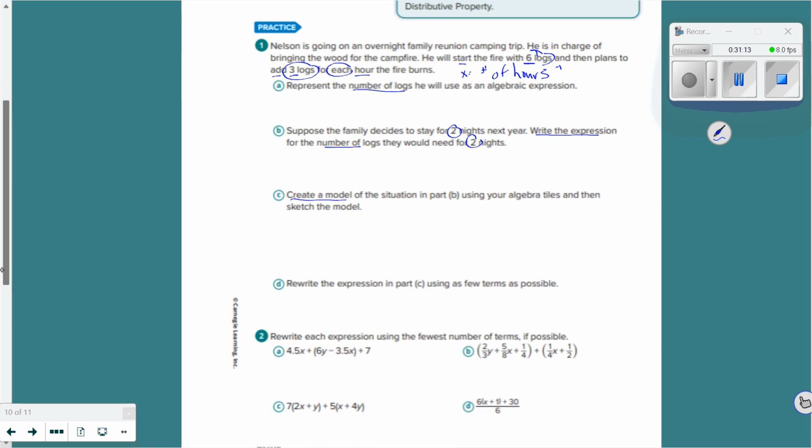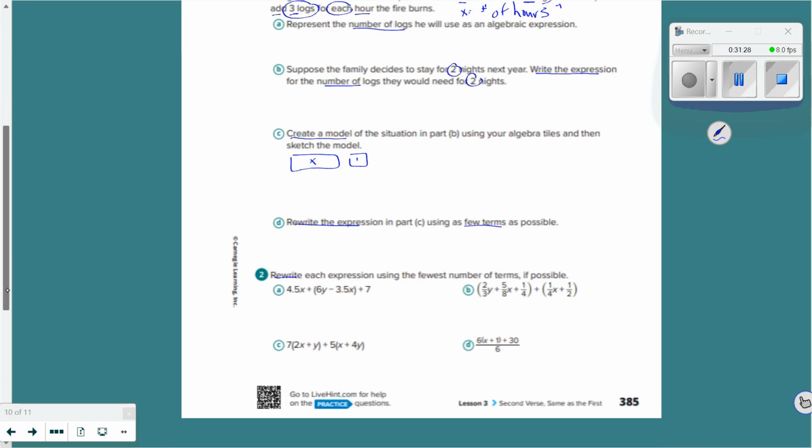Then create a model. So maybe algebra tiles. Remember, you're using X's for your logs and then 1s for the ones you started with. Then you're going to rewrite it using as few terms as possible. For the bottom part, you're going to rewrite each expression using the fewest number of terms possible. By terms, we're talking the same if they have the same variable or if they have constants. So those would be the same and these would be the same.